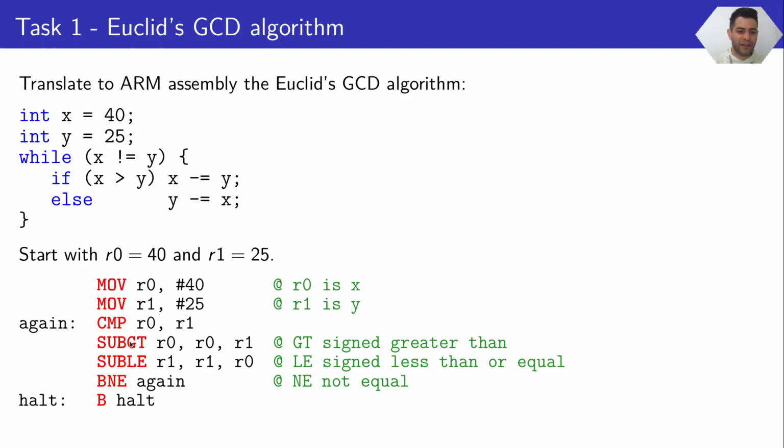So we are taking advantage of the GT and LE, greater than and less or equal. And if it's greater than, we are subtracting R1 from R0. On the other hand, we are subtracting R0 from R1. And then if they are not equal, so this is the condition for this loop. If it's not equal, we branch to the again, and so on and so forth. And then we halt. So it doesn't imply that this is the correct solution. This is one of the possible solutions.